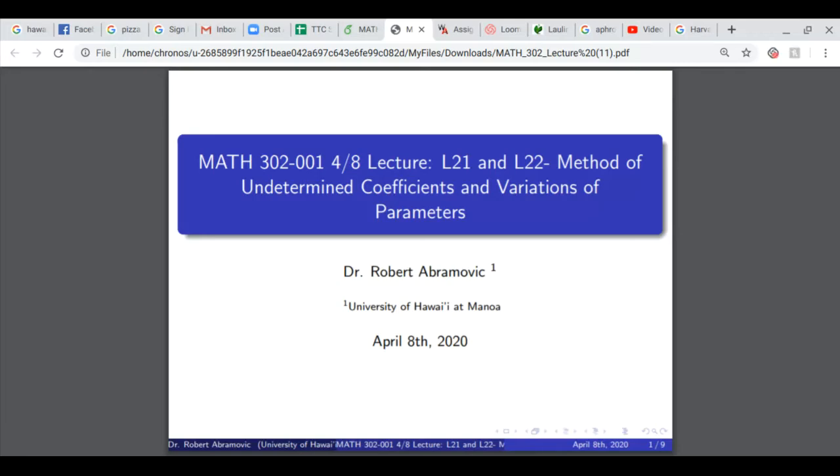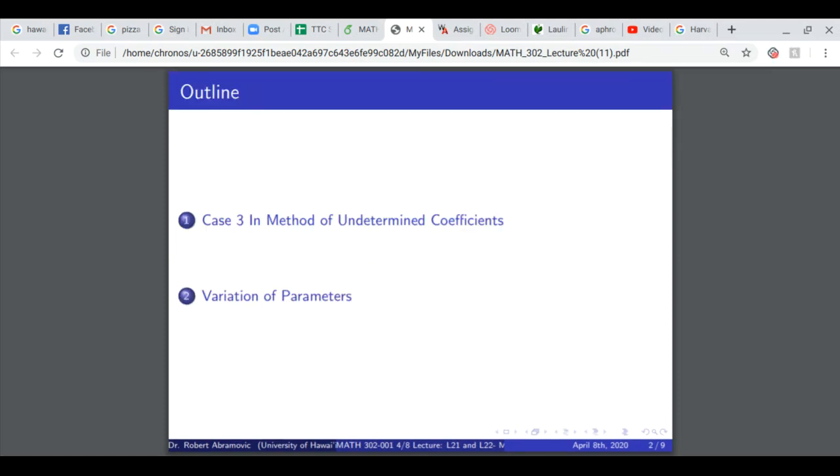April 8th. Lesson 21 and Lesson 22, the method of undetermined coefficients and variation of parameters. In the last lecture, Monday's lecture, we went over case 2 and case 1 for the function q of x that was on the right-hand side.